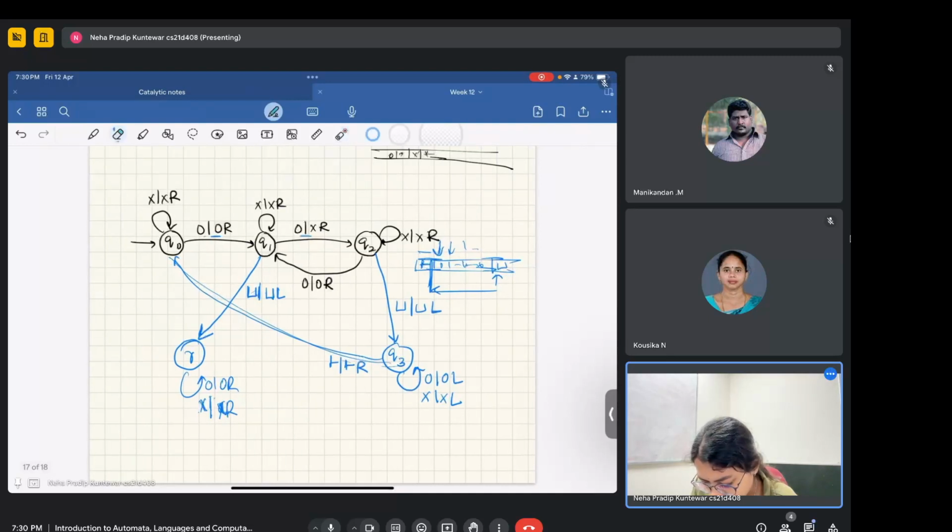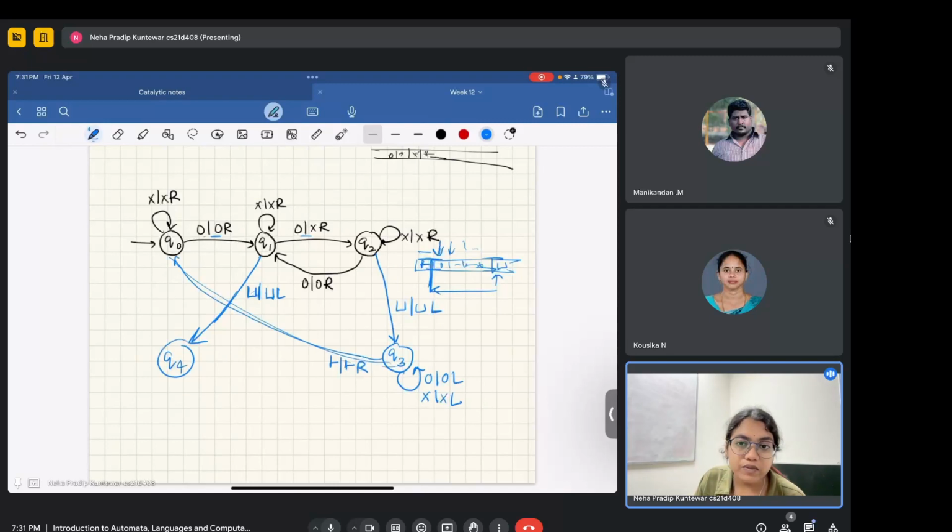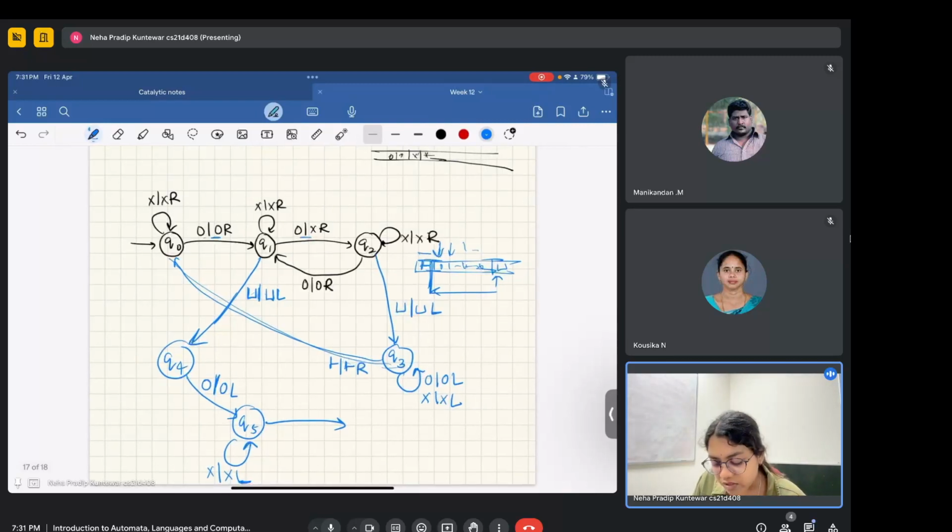So what we do is we come back to this state, call this q4, if we have reached the extreme left of it. Then if you see one occurrence of 0, you go to the left. Let's say you go to state q5. From this point, if you see any number of x's, we just ignore them and keep moving to the left. Then if you see one more occurrence of 0, that means there were an odd number of zeros and more than one.